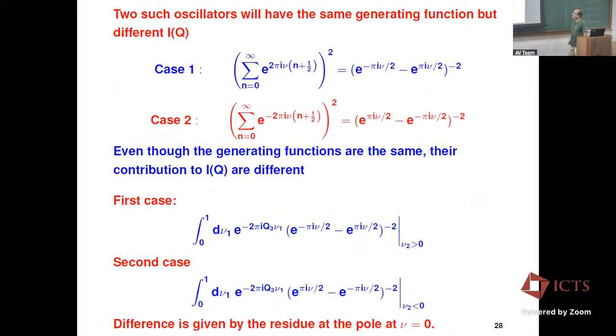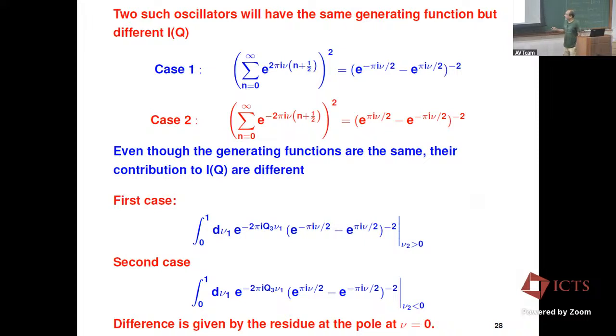Now imagine that you have two such oscillators. Then two such oscillators will have the same generating function but different index. In case 1, the actual expansion came from a sum like this, which is given here. In case 2, the expansion came from a sum like this, which is given here. So the generating functions are the same in both cases. But clearly the spectrum that you have here, these are all positive Q3, is very different from the spectrum that you have here, which is all negative Q3.